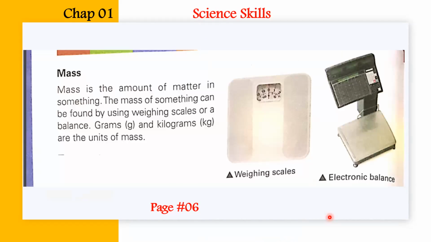Okay. So mass, this is on page 6 of your book. Mass is the amount of matter in something, and the mass of something can be found by using a weighing scale or balance. These are the weighing scale or electric balance, so you can use both of them for finding the mass of an object. The units used in such devices are grams and kilograms.